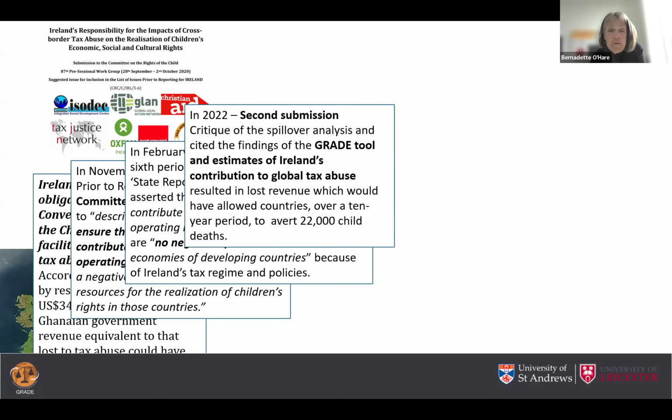And the same NGOs resubmitted again, and they provided a critique of the spillover analysis, saying that it was narrow in focus in terms of the number of countries, in terms of the number of years. And again used our tool to provide estimates of Ireland's contribution to tax abuse, the impact of tax abuse globally, using the Tax Justice Network estimates. And it was found that there'd be a vast number of children's lives impacted by their tax policies.